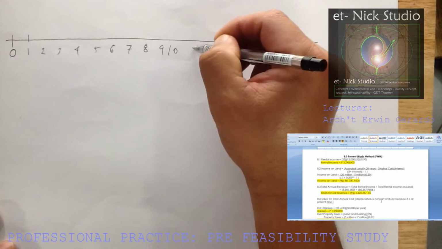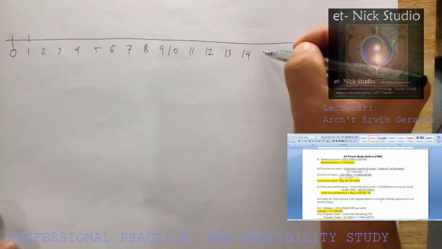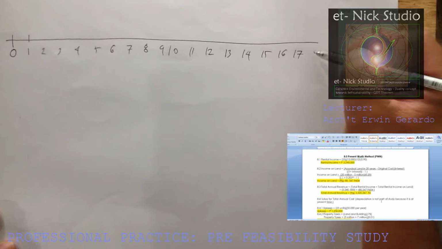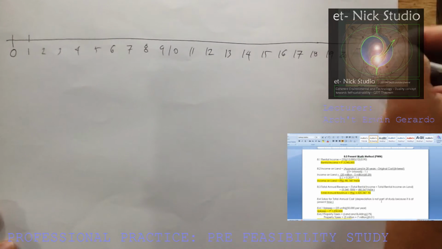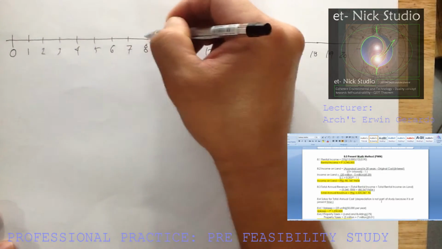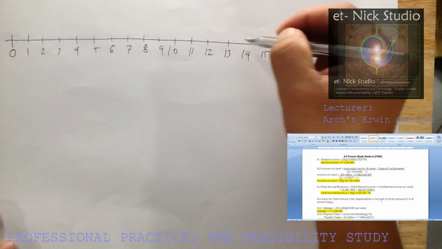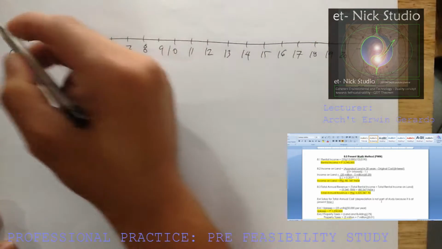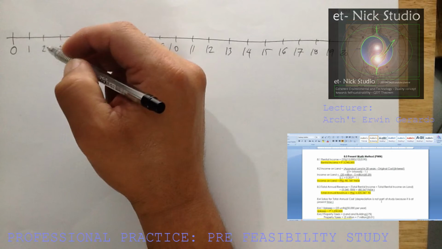In that way, we can actually see the relation of these projected diagrams in our study. So the economic life of our building is projected for a 20 year period. So 0 is actually the beginning of the period.